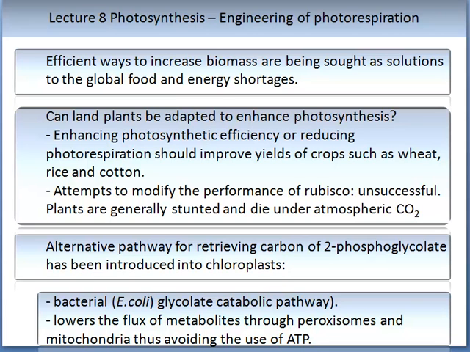Efficient ways to increase biomass are being sought as solutions to the global food and energy shortages. Can land plants be adapted to enhance photosynthesis? Well, enhancing photosynthetic efficiency or reducing photorespiration should improve yields of crops such as wheat, rice and cotton. Attempts to modify the performance of Rubisco have been unsuccessful to date. Plants are generally stunted and die under atmospheric CO2.